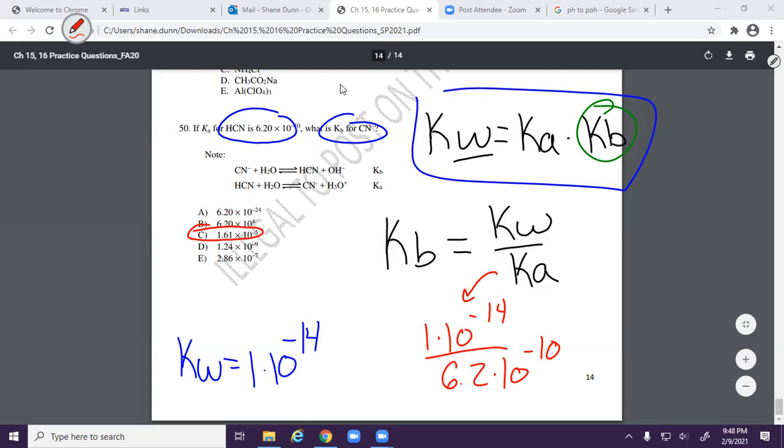If you're given Ka, Ka is equal to x squared over the weak acid, right? Kb is x squared over the weak base. Does that make sense? Yeah.